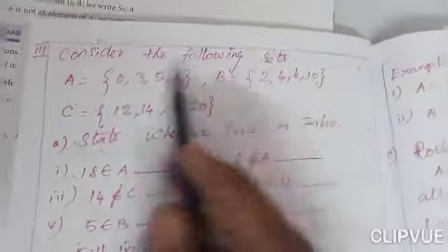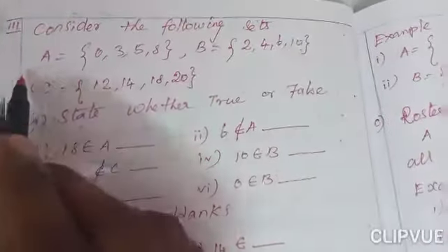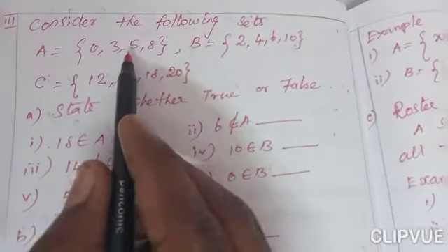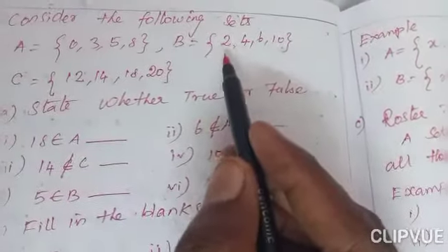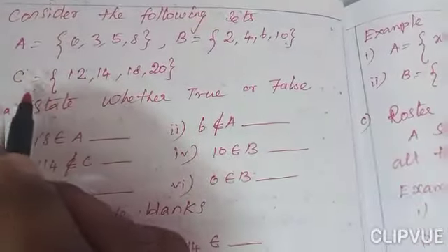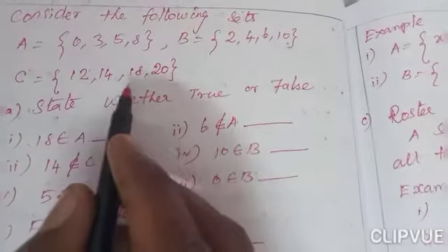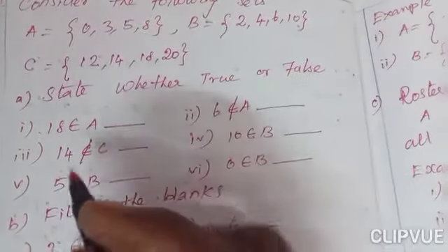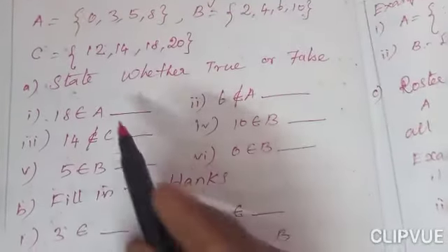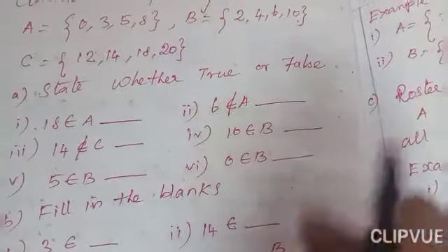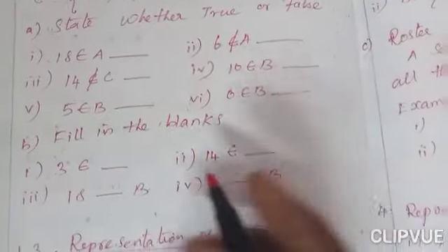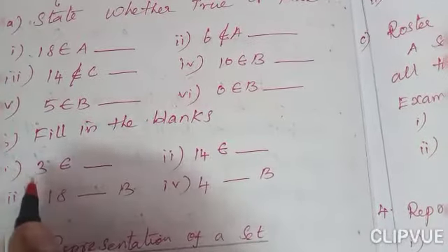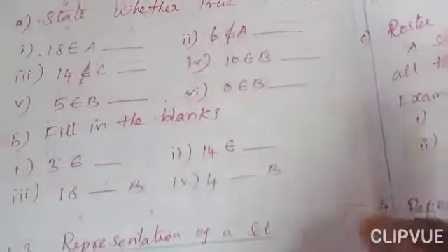Look at the third Roman number. Consider the following sets. Set A elements are 0, 3, 5, 8. Set B elements are 2, 4, 6, 10. Set C elements are 12, 14, 18 and 20. Now we are going to do a small activity. First one is true or false. After that, the second one is fill-ups: the numbers belong to which set.